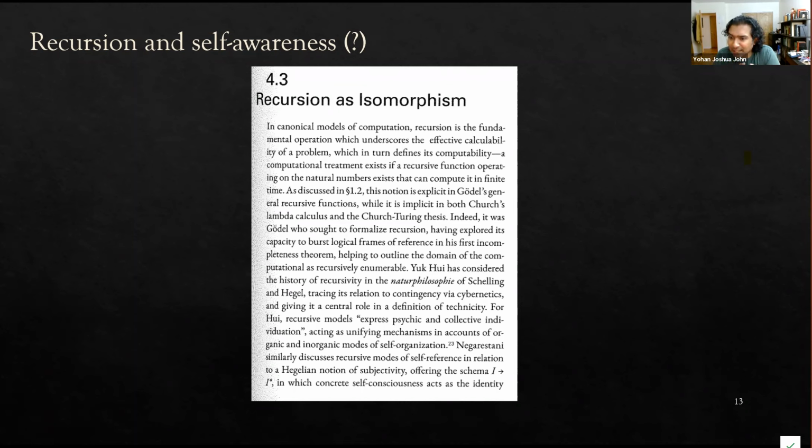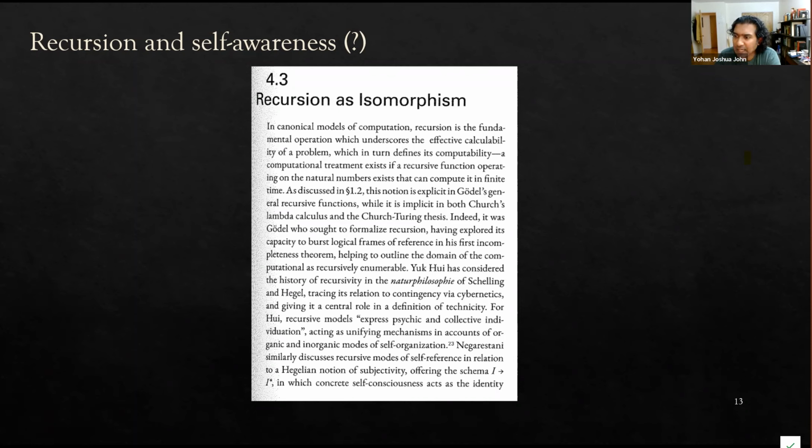So I guess this is exactly what Hofstadter does in Gödel, Escher, Bach, right? "Indeed, it was Gödel who sought to formalize recursion, having explored its capacity to burst logical frames of reference." So it's that sort of going back in the loop. And here, I think there's an interesting point, which is not exactly related to computation, but more to do with self-consciousness.